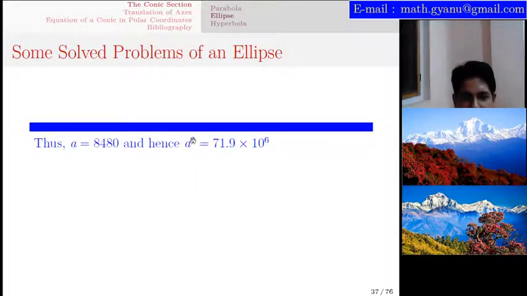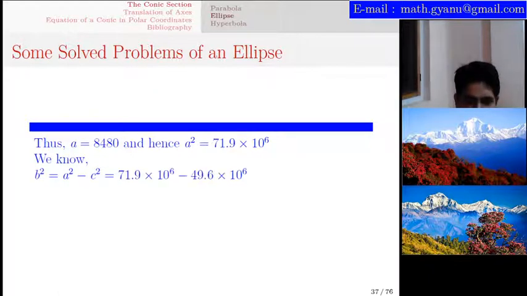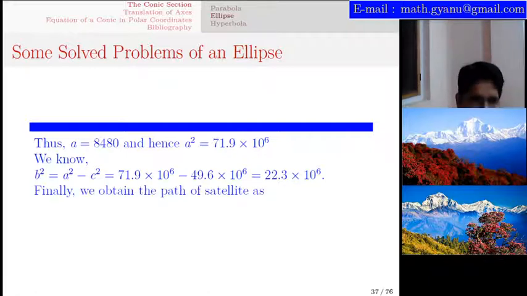You calculate a square. Now we have to calculate b square. For this, use the formula b square equal to a square minus c square. Then the value of b square will be as shown on screen, that is 22.3 times 10 to the power 6. That is a simple calculation. You will be able to calculate. And finally, we obtain the path of the satellite as the equation of the ellipse, x square by a square plus y square by b square. So simply substitute the values of a square and b square. That is the required solution.